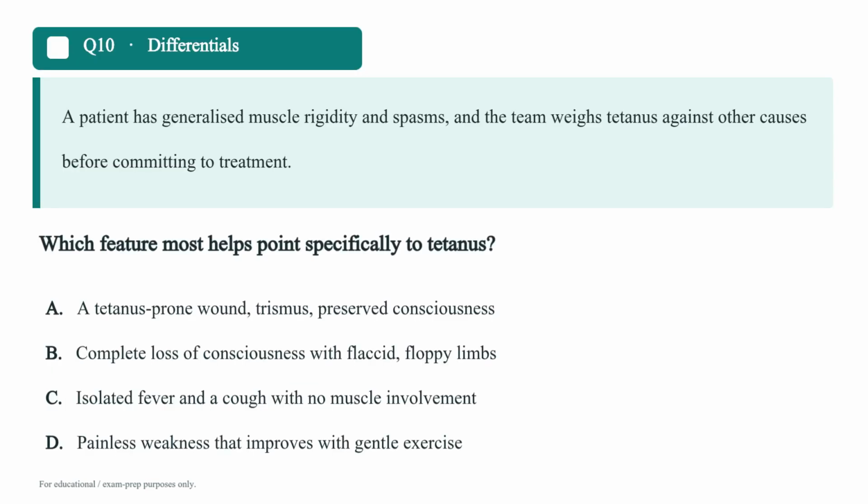Question 10. A patient has generalized muscle rigidity and spasms, and the team weighs tetanus against other causes. Which feature most helps point specifically to tetanus? Option A, a tetanus-prone wound with trismus and a preserved conscious level. Option B, complete loss of consciousness with flaccid, floppy limbs. Option C, isolated fever and a cough with no muscle involvement. Option D, painless weakness that improves with gentle exercise. Pause here and choose your answer.